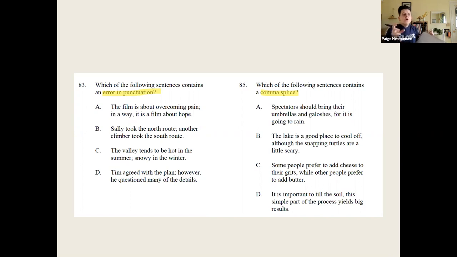Okay. Now let's look at 85. Which of the following sentences contains a comma splice? What, you might ask, is a comma splice? A comma splice is when you incorrectly punctuate two or more independent clauses. You cannot use a comma to separate two independent clauses. You just can't, right? So if I have something like this, "I love dogs. I love her dog most." Let's say I'm looking at this and I say, actually, I want to bring these two sentences together. I want to join them together somehow. What would be my options for joining these two sentences into one sentence?